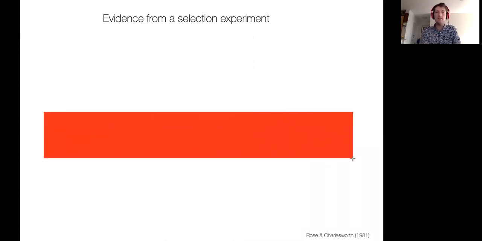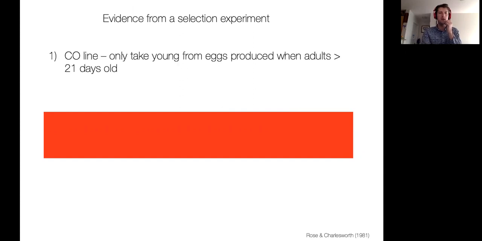Okay, so that was some evidence about the importance of mortality rates from a comparative study. This can also be addressed in selection experiments. So for example, this particular selection experiment was on Drosophila, and they did artificial selection. They took a CO line, O you can think of for old, where they only took young from old Drosophila. Old Drosophila are more than 3 weeks old, over 21 days.